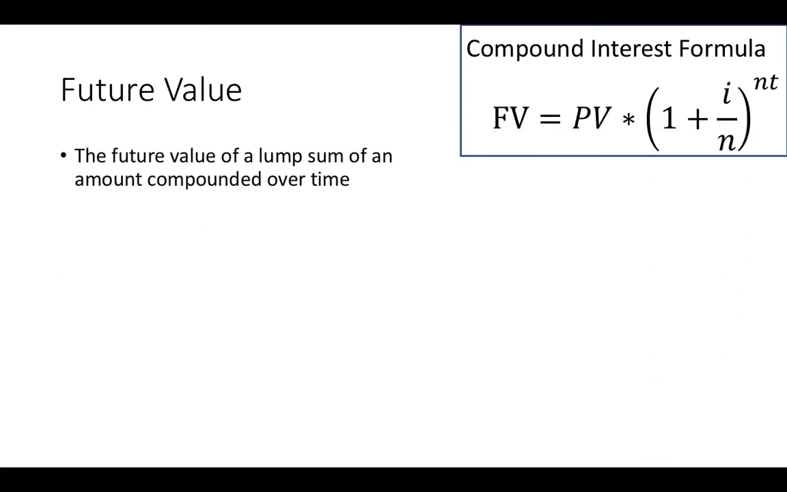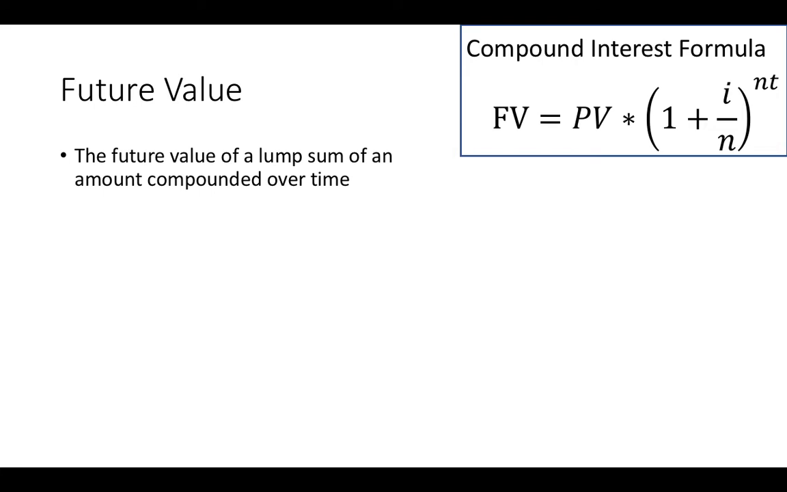So we're going to talk today about future value, and this comes about from the compound interest formula, where we have future value equals present value times (1 plus the interest rate over the compounding factor) to the power compounding factor times t. So what is the future value?